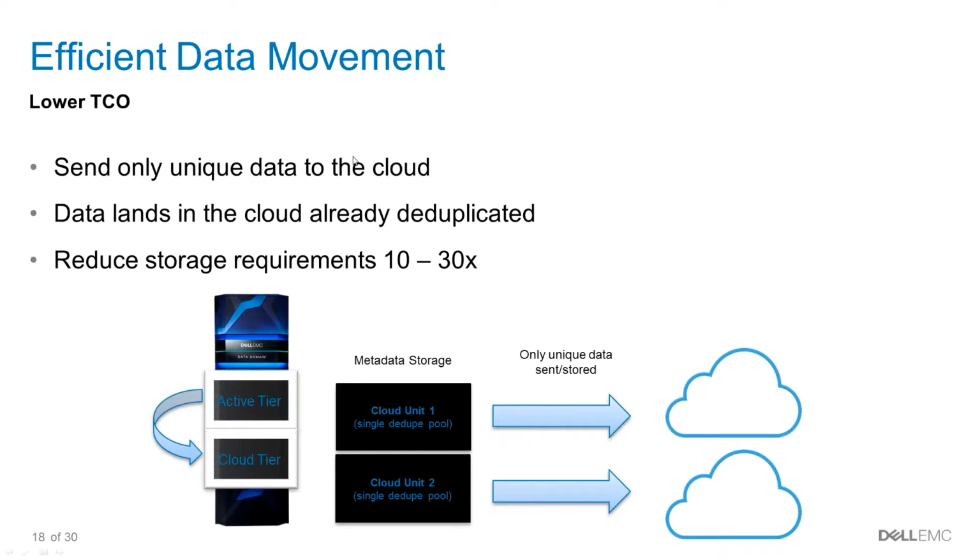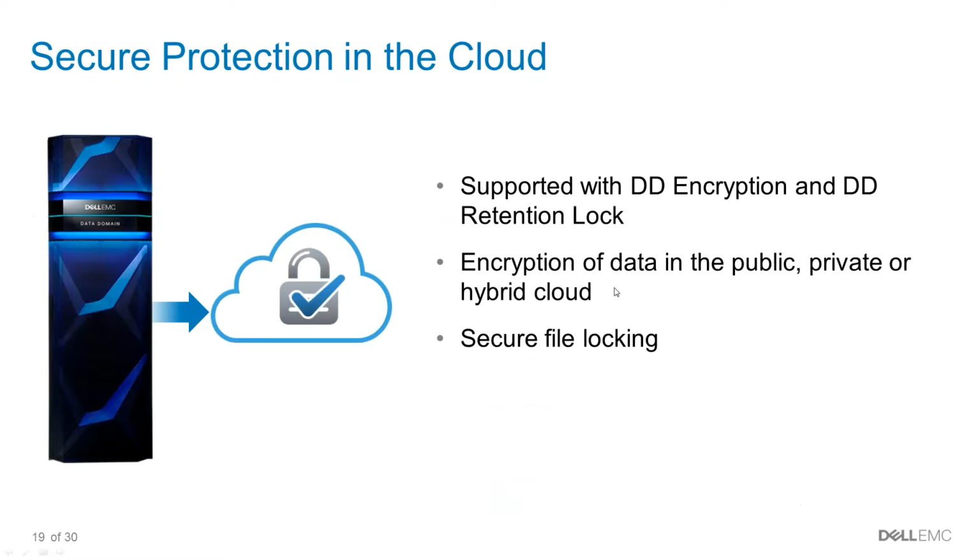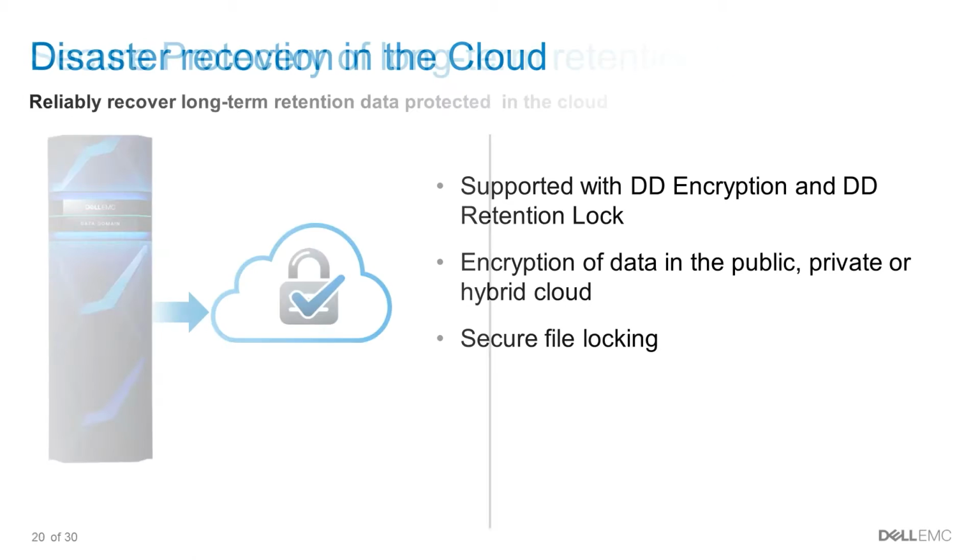Again, I want to point out that the data that lands in the cloud is already deduplicated. So some of the notes on the TCO are that you're reducing your storage requirements from 10x to 30x. And it does support DD Encryption, so the data that's in the cloud can be secured with all of these things. So you've got DD Retention Lock, secure file locking, and also multi-tenancy, which I believe I took that slide out, but it is there.